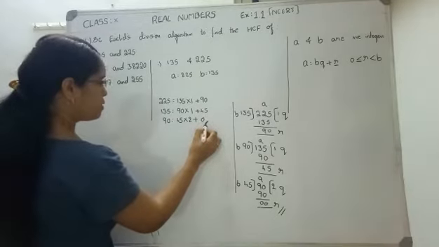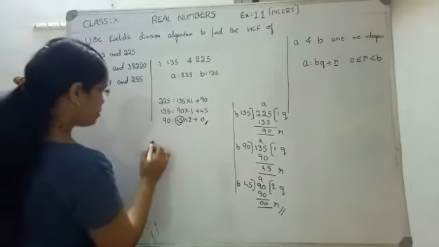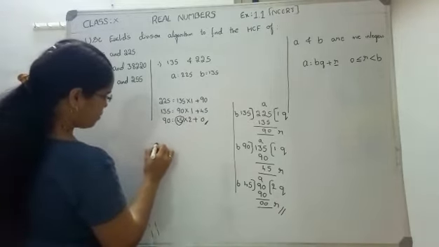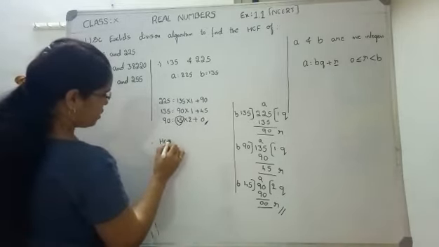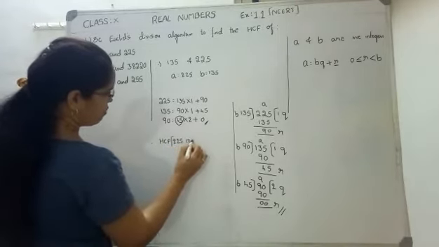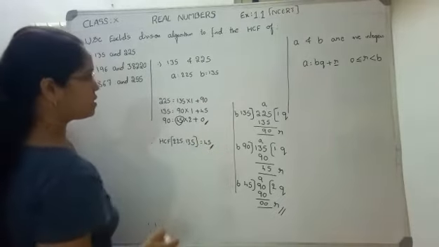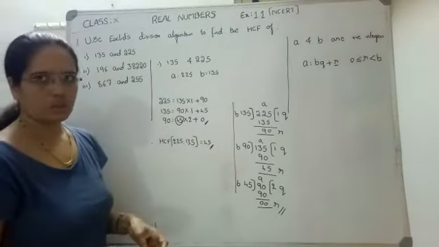When the remainder becomes 0, this divisor is the HCF of the given two numbers. Therefore, the HCF of 225 and 135 is 45. This is the HCF of the first two numbers.